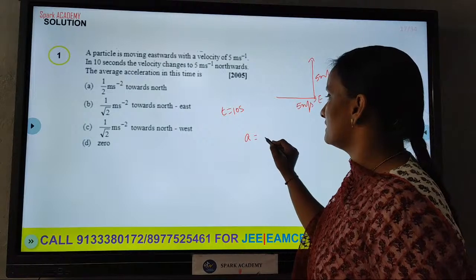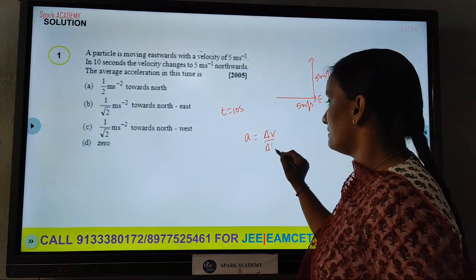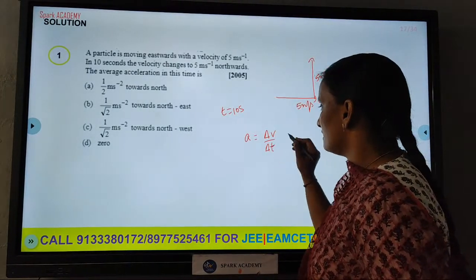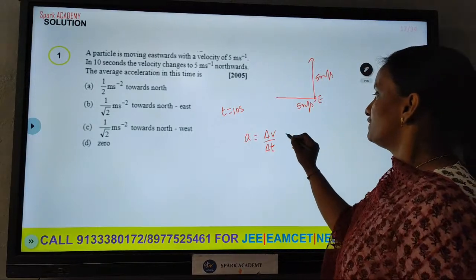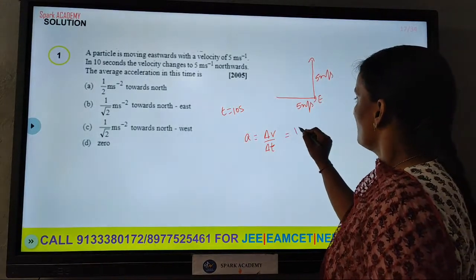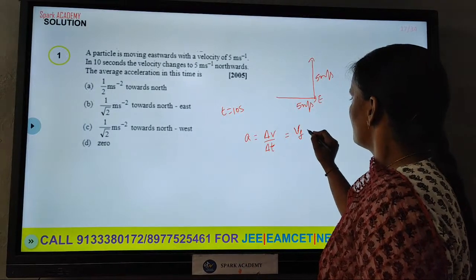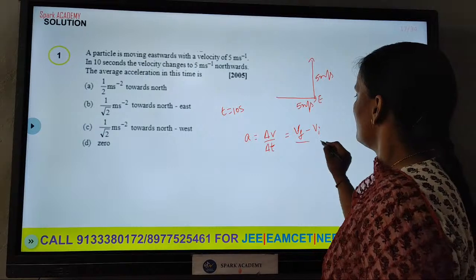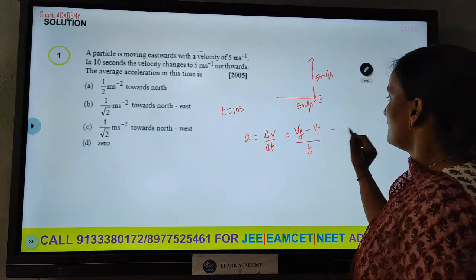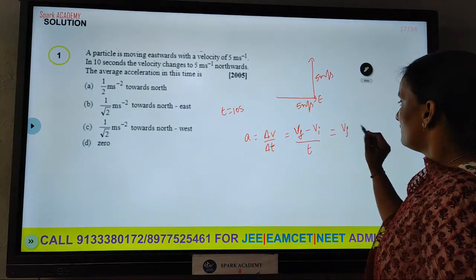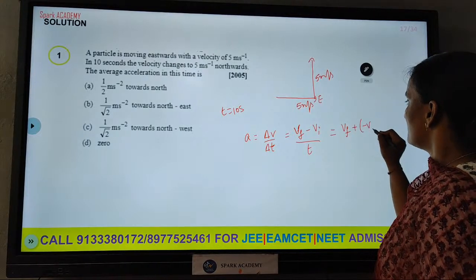Acceleration is nothing but change in velocity by time taken. So while finding the acceleration, we need to follow the law of vectors. Change in velocity means v2, a final velocity, minus initial velocity, by time taken. So this can also be written as final velocity plus minus vi.